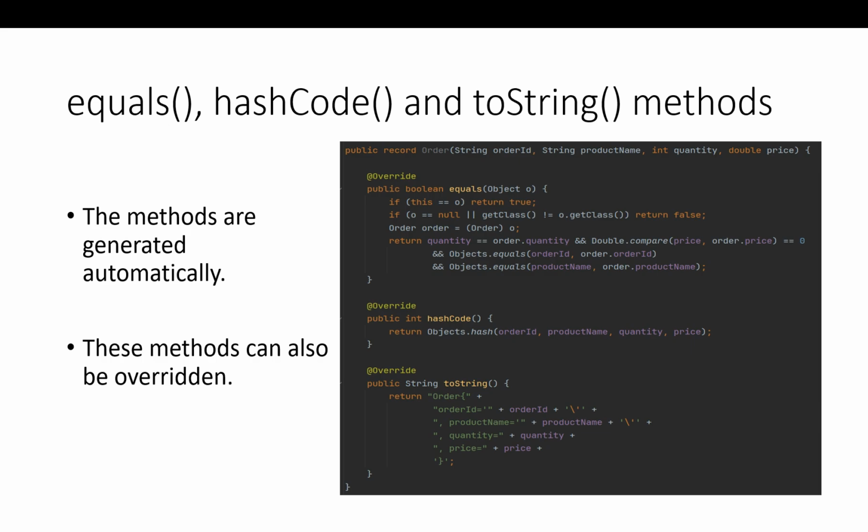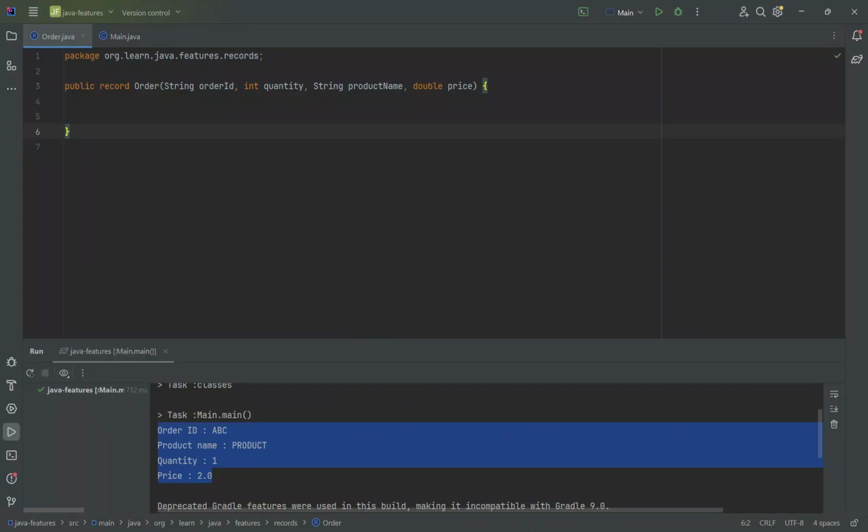Now let's explore equals, hashCode and toString methods in the record. So in the record, equals, hashCode and toString methods are generated automatically. We do not need to write these methods unless we want to override them. So let's verify. Here in the order record, we do not have equals, hashCode and toString methods.